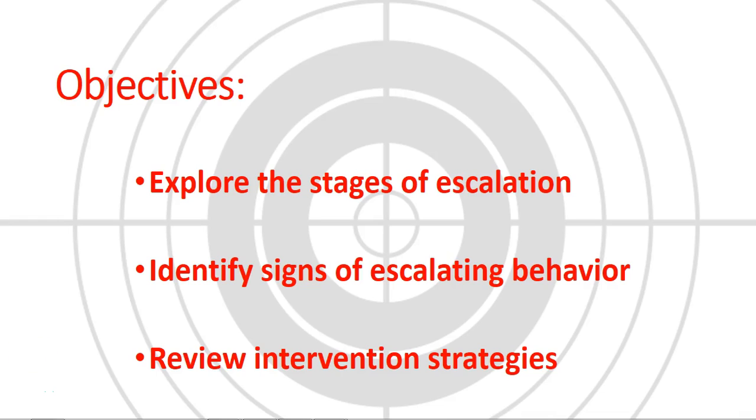During this presentation, we'll go over the things mentioned in the title. The objectives will be as follows. We're going to look at the stages of escalation that an individual might go through while in crisis mode or while escalating. Meanwhile, we'll be looking at the signs of escalating behavior that an individual might look for when they are dealing with a student who is escalating. And finally, we'll be looking at some intervention strategies that could be used to deal with individuals who are going through these stages of escalation.